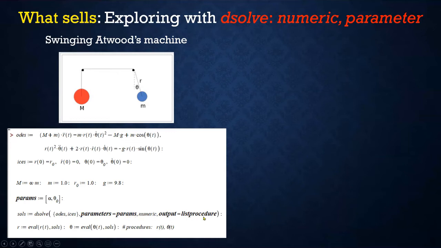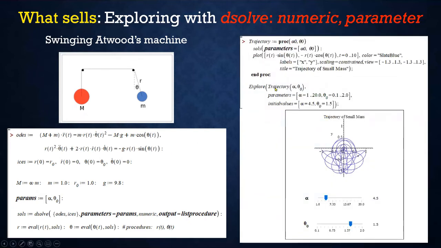There's our numeric. And then the other thing I strongly encourage, which students find more successful, is to use the output equals list procedure, because it creates functions that they're used to, which they can then plot. They can do anything with them and they just treat it just like any other function. They don't need to learn another function such as ODE plot.